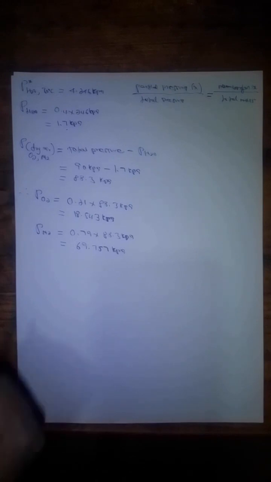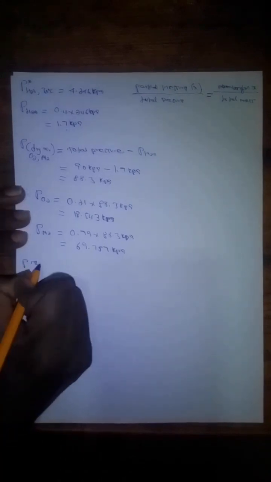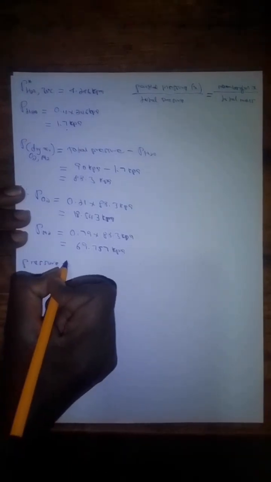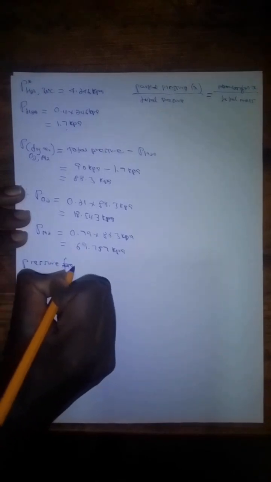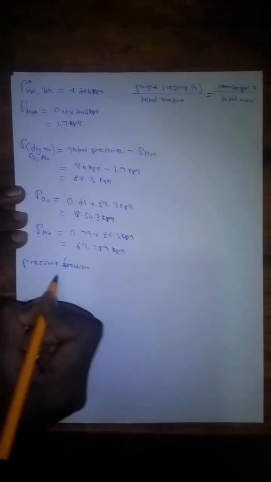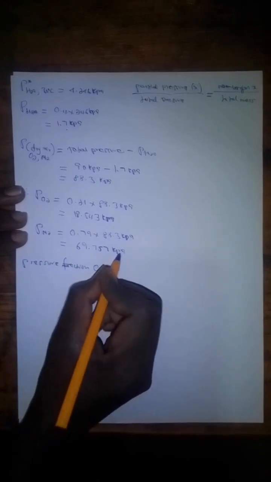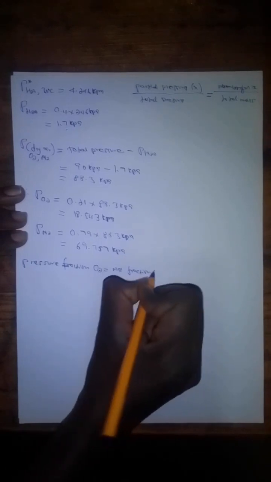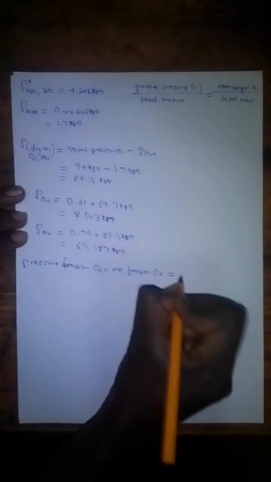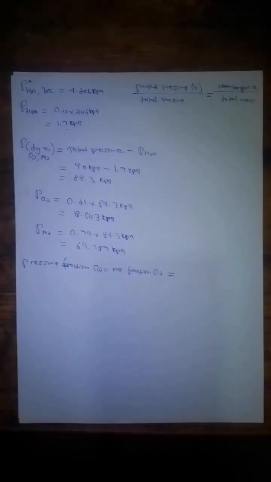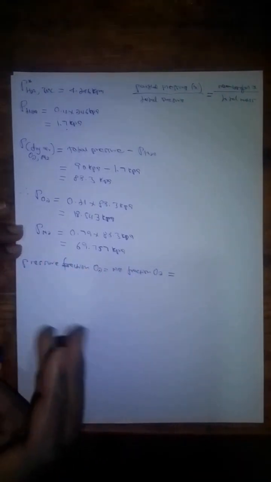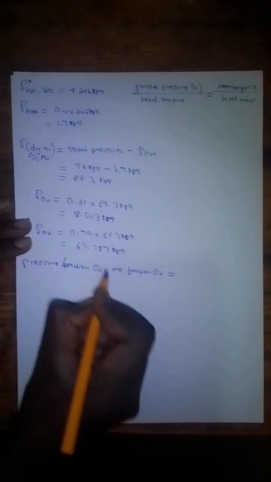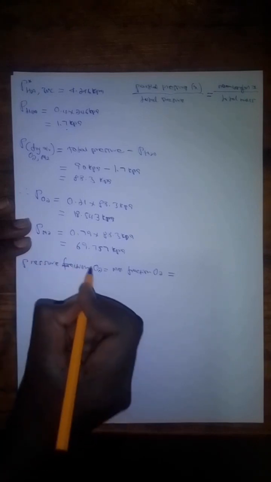So with that said, let me take the longer route, explain it and write it here. The pressure fraction of O2 is equal to the mole fraction of O2. We don't have the mole fraction, right? But we have the pressure fraction, and we know that in ideal conditions these two are the same. So we can simply use the pressure fraction.